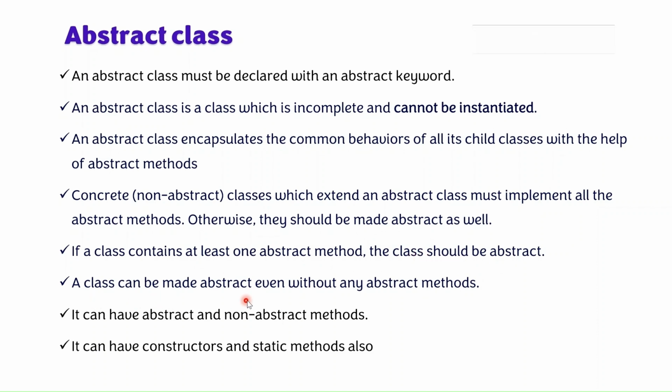A class can be made abstract even without any abstract methods. It can have abstract and non-abstract methods also. An abstract class consists of abstract methods and non-abstract methods. It can have constructors and static methods also. These are the important points regarding the abstract class.